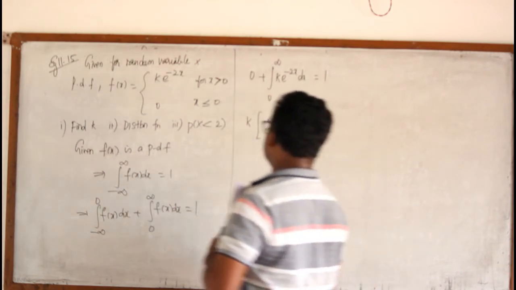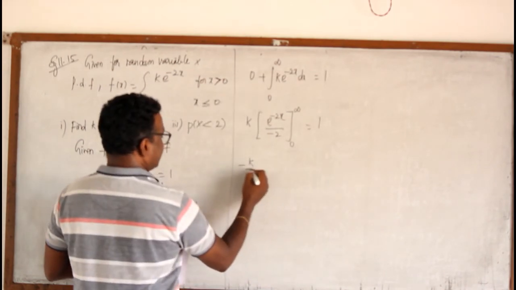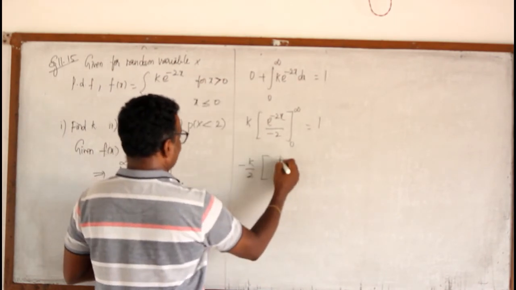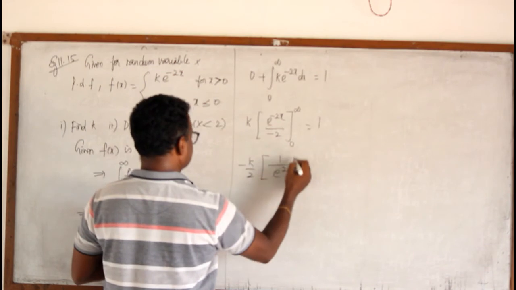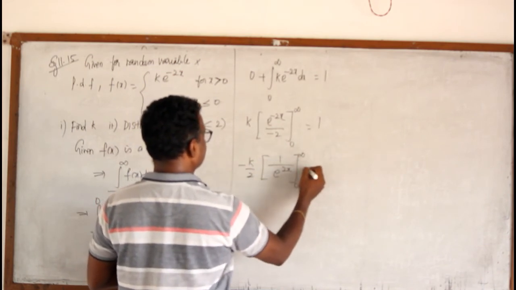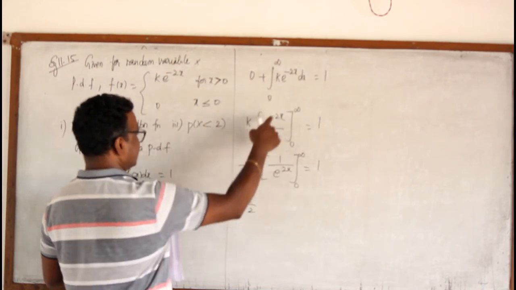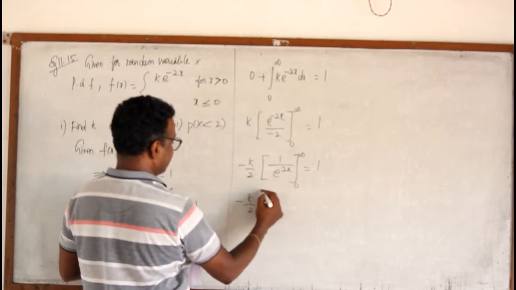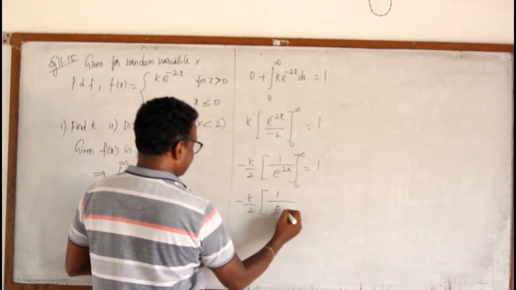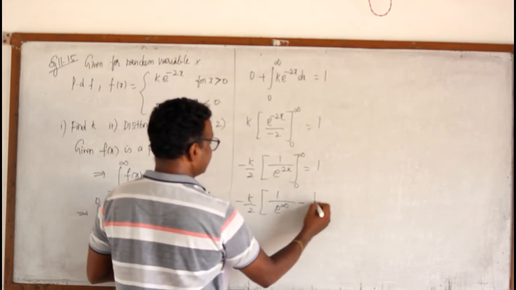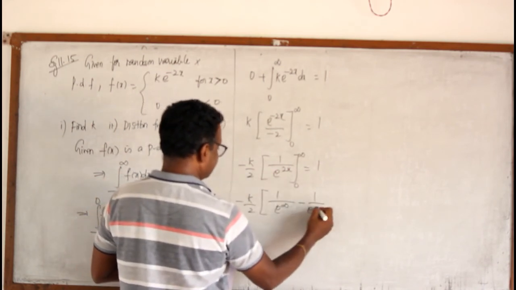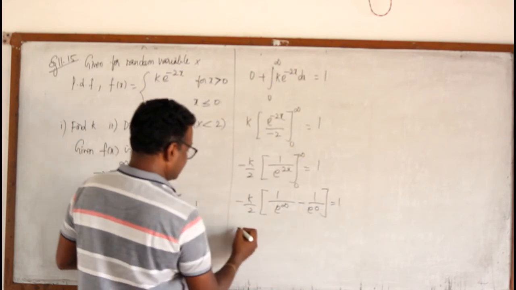This is 1. Shall I write minus k by 2? Then 1 by e power 2x, from 0 to infinity, is equal to 1. Minus k by 2, taking the minus 2, and e power minus 2x can be written as 1 by e power 2x. When you apply the upper limit, it is 1 by e power infinity minus 1 by the lower limit e power 0. This is equal to 1.